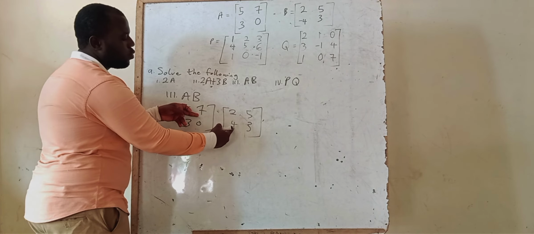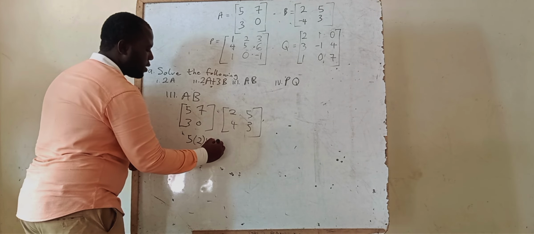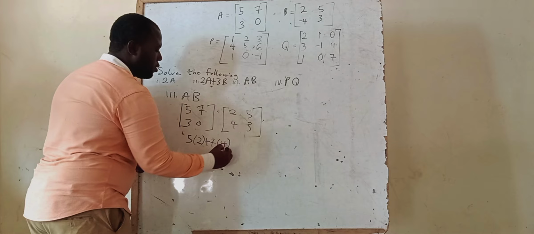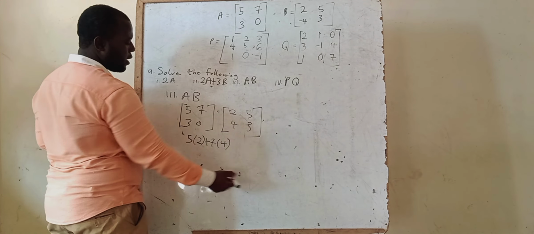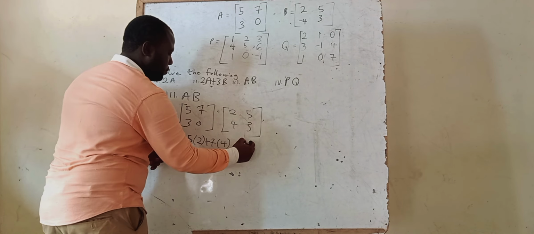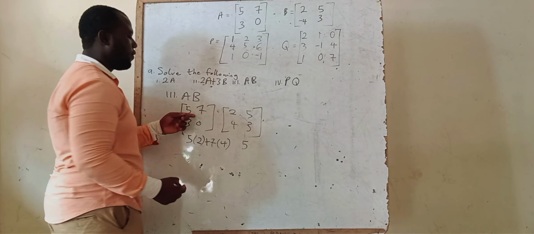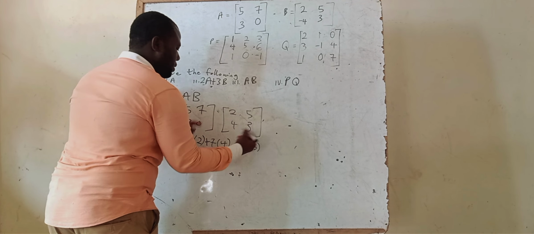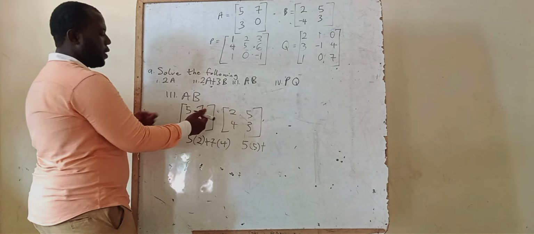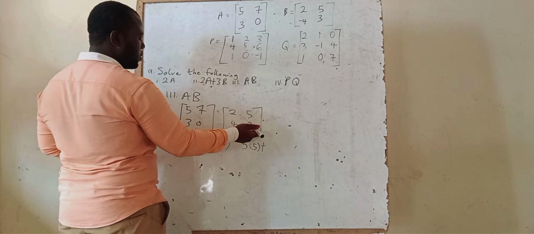7 will take on 4. Also, the same row will take on the second column. So you have 5. 5 will take on 5. Separate it with the plus. You have 7. 7 will take on 3.